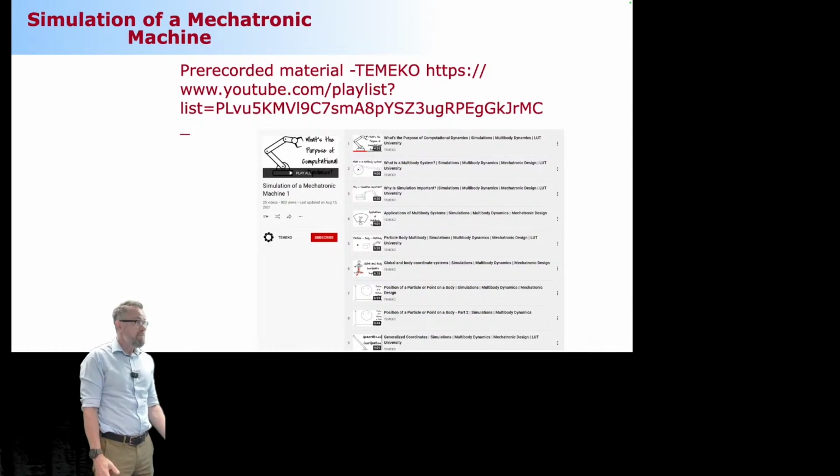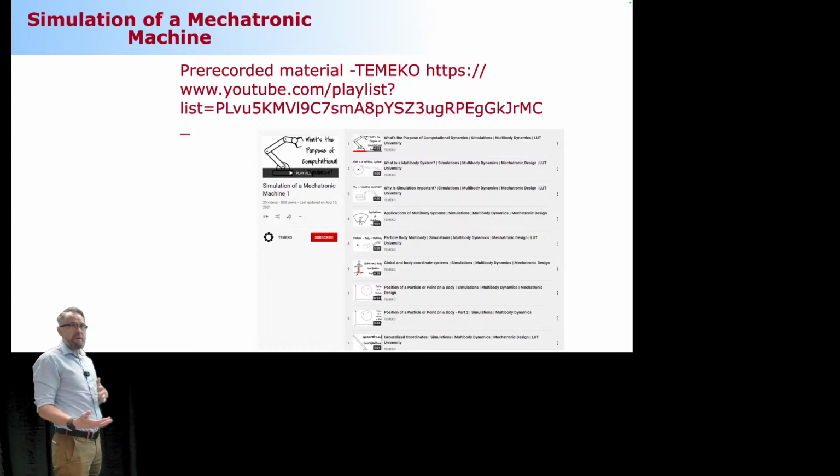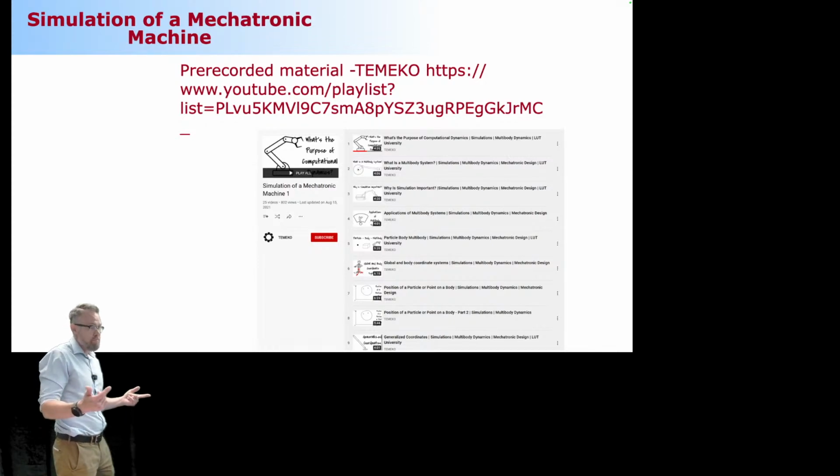And then there's fantastic material, really fantastic material, that is called a Temeco. I don't know where this abbreviation is coming from, but anyway, familiarize yourself with that, because that is seriously good stuff. It helps you with many of the things I'm explaining in my class. It is highly recommended that you familiarize yourself with the subject matter prior to the lecture using this Temeco website, YouTube site. Then in the lecture, I'm going to give you a slightly different angle, a different way to explain the same story. And that's how we're going to go week in, week out. Okay?